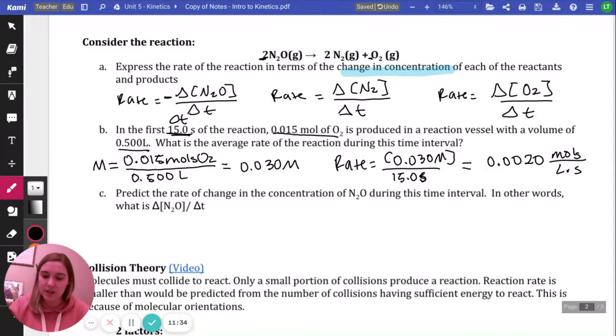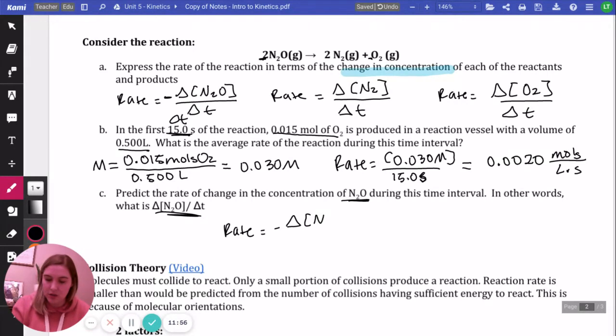Now then, our next question says, predict the rate of change in the concentration of N2O during this time interval. In other words, what is our rate of N2O over delta t? Okay, guys, so this is where we would use the coefficients of our balanced equation. All right, so I know that my rate of that one is equal to negative delta change in N2O over change in time.